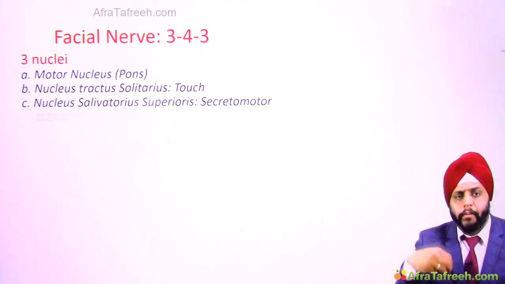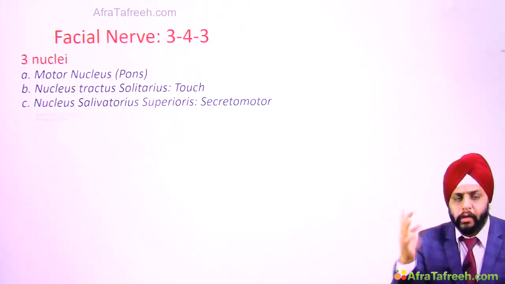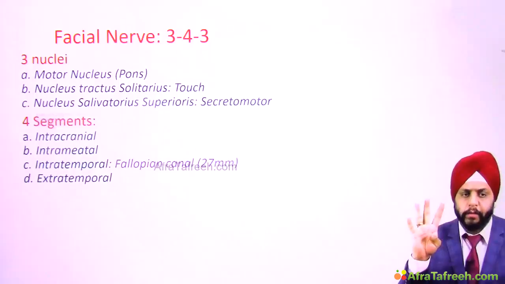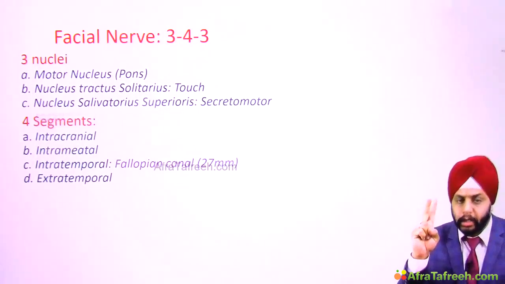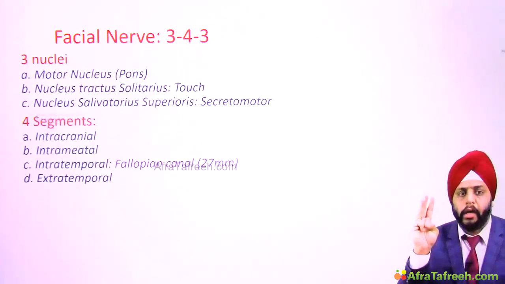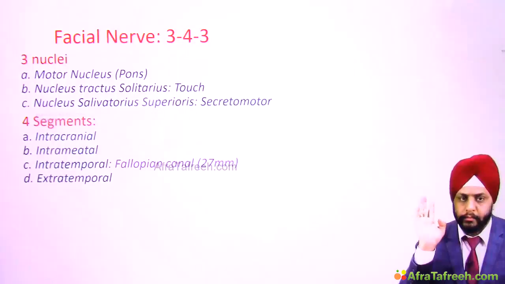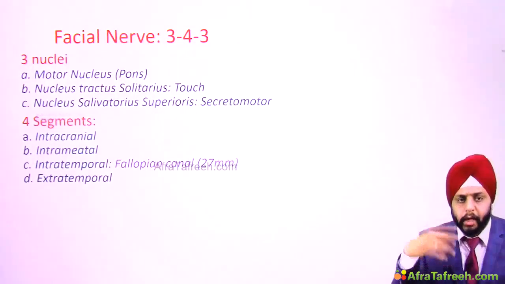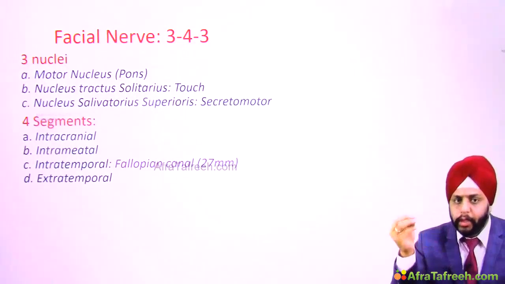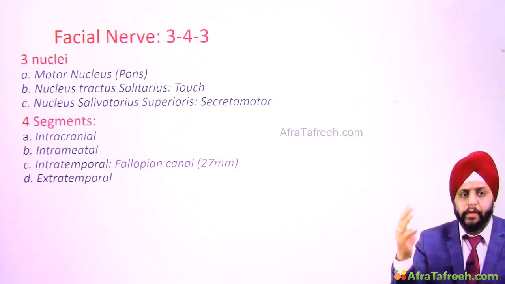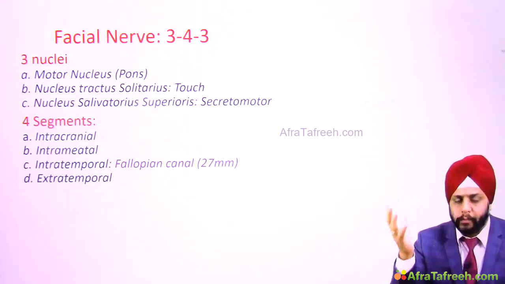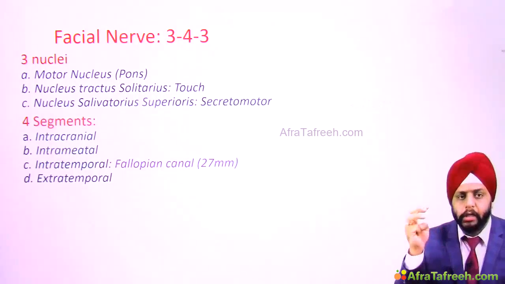Now, how many segments are there in the facial nerve? 4 segments. Which 4 segments? Intracranial, intrameatal, and intratemporal. Okay. So remember, the intratemporal has the fallopian canal, the longest bony canal, 27 millimeters. And then we have the 4th segment, the extratemporal segment. So 3, 4, and then finally 3.